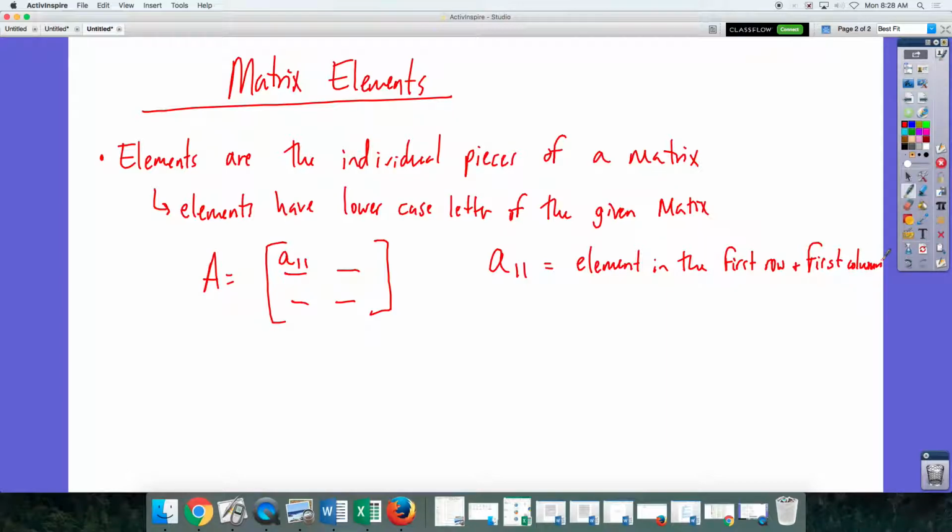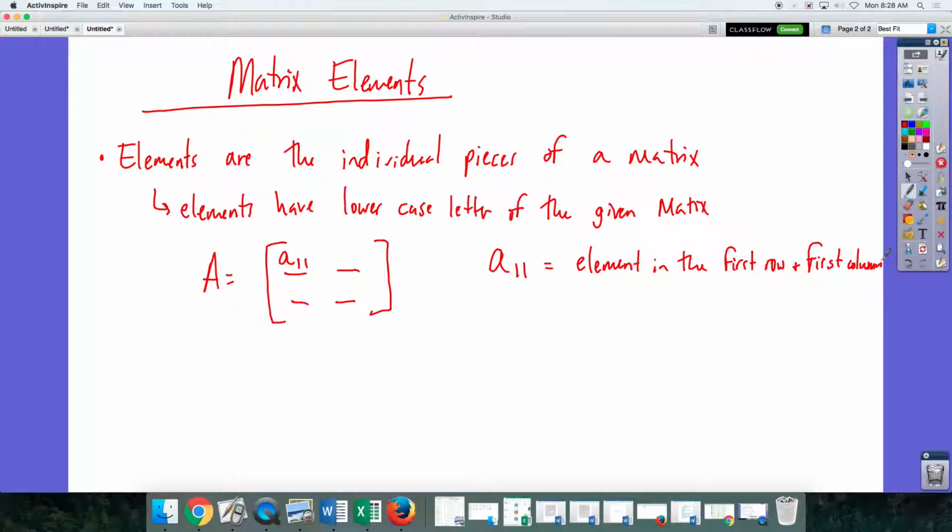Notice how it's always row by column. That is a major theme with matrices. It's always row by column. So A11, first row, first column, whatever element that is. Okay, more often than not, it's going to be a letter or a number.